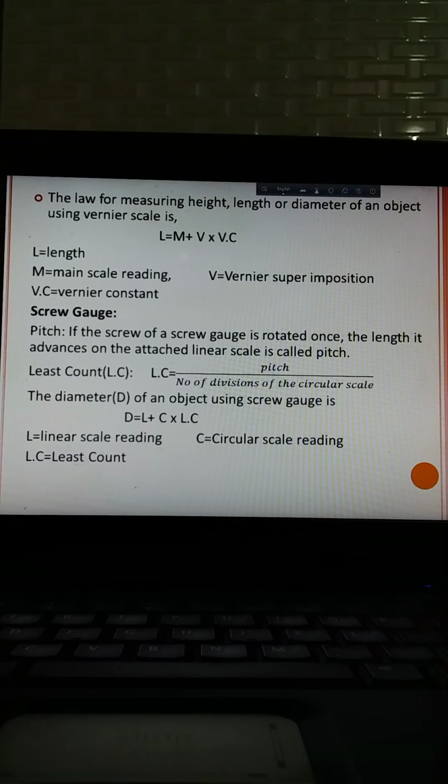And what is least count? The equation for least count is LC equals pitch divided by the number of divisions of the circular scale. If we want to measure the diameter of an object using a screw gauge, then the required equation is D equals L plus C into LC, where D is diameter, L is linear scale reading, C is circular scale reading, and LC is the least count. We have known the equation of LC in our class.